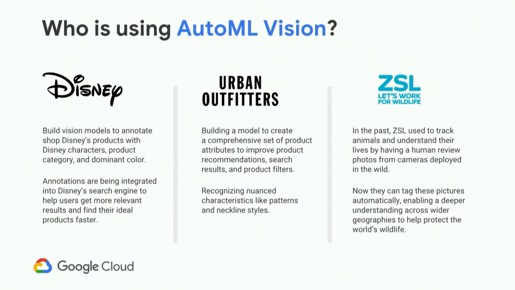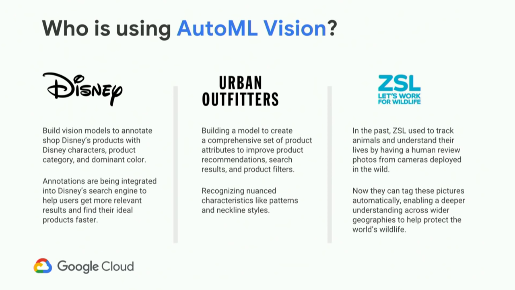Urban Outfitters is a clothing company, and they have a similar use case to Disney. They train a model to recognize specific types of clothing patterns and neckline styles, and they're using that to build a comprehensive set of product attributes. So through this, they're able to improve product recommendations, search results, and product filters.